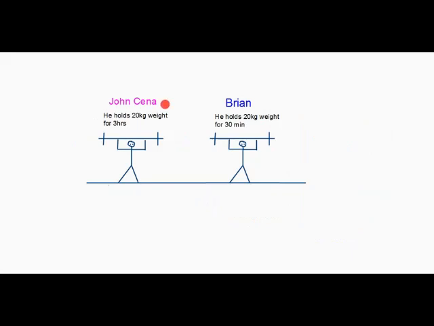Another good example of 90 degrees, which is zero work. Some of you know John Cena from wrestling. There's John Cena and Brian. Brian is the one who used to say, yes, yes, yes. John Cena holds a 20 kilogram weight for 3 hours, right? And then Brian holds a 20 kilogram weight also, but now for 30 minutes, all right?